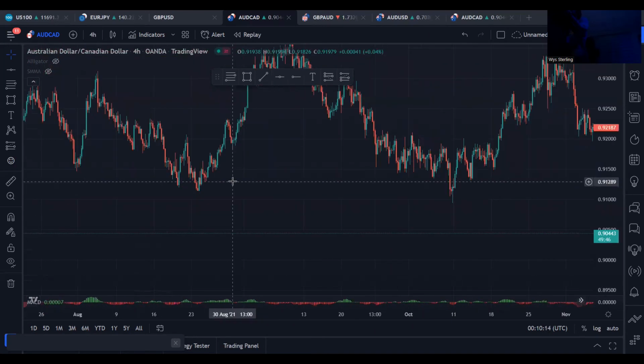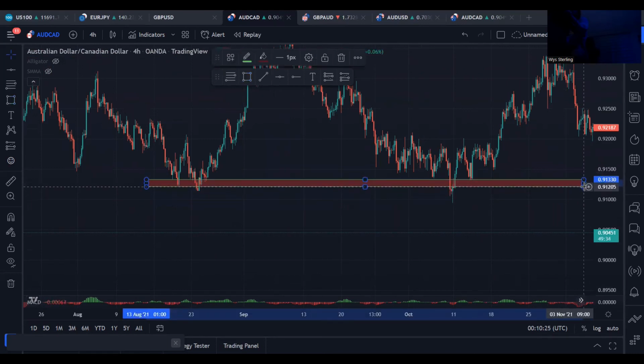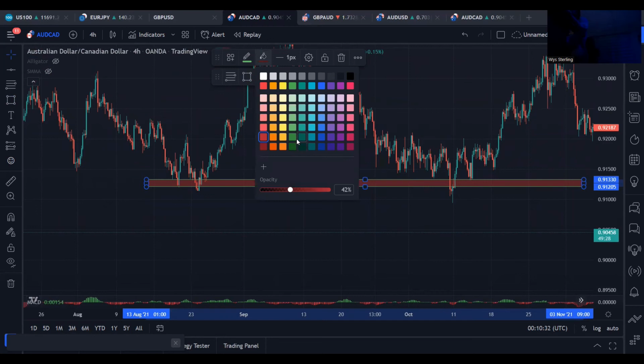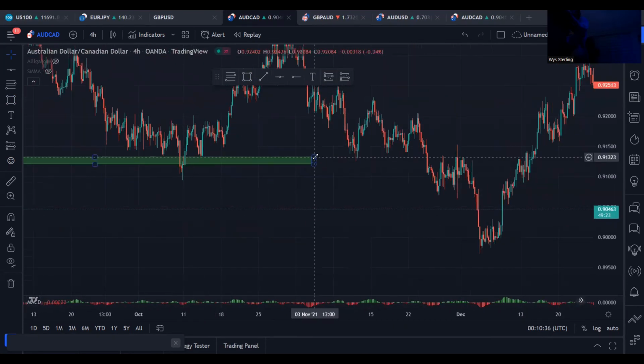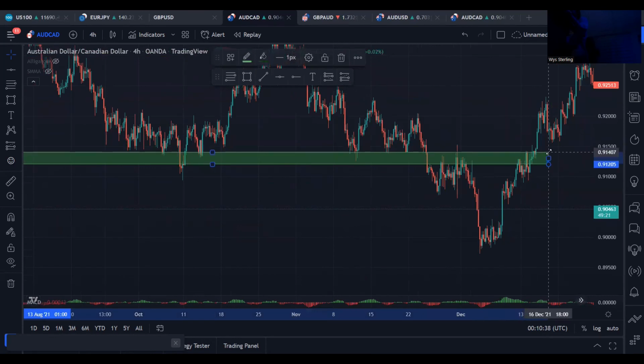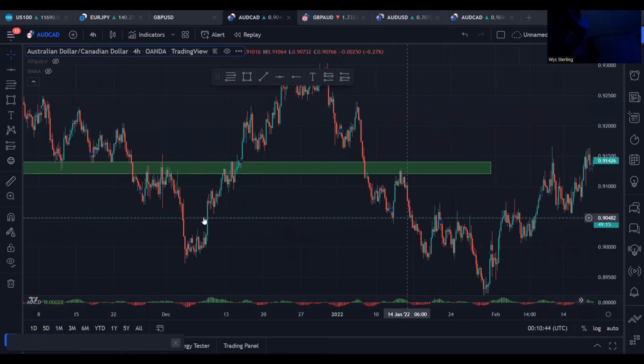Okay, so I think we have a nice one here. Let me select the rectangle and draw something like this right here. Let me change the color and make it green. Anytime that we see a green line, we will know that it is the 4-hour support and resistance. That is the reason why I'm choosing colors.